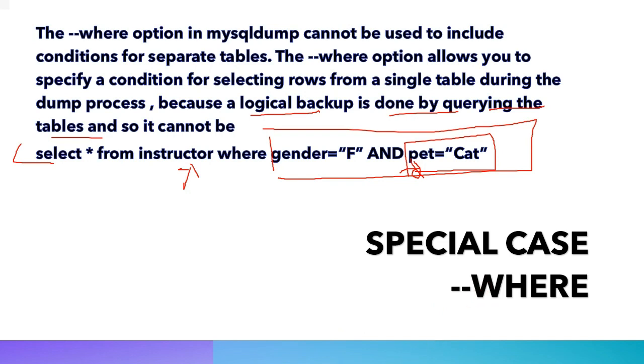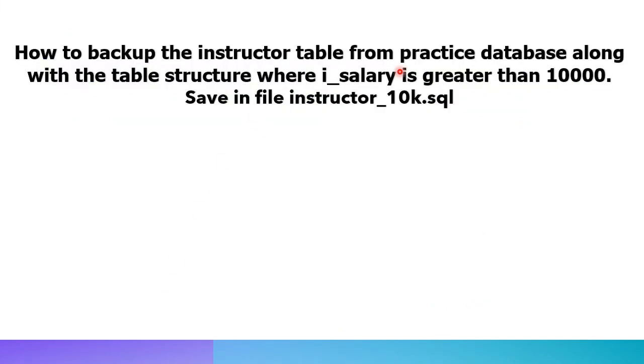And following this, we have a question: back up the instructors table from the practice database along with the table structure. So you require both table structure and the content, where the salary of the instructor is greater than 10k. Save it in the file instructor_10k. Let's see how this is done.